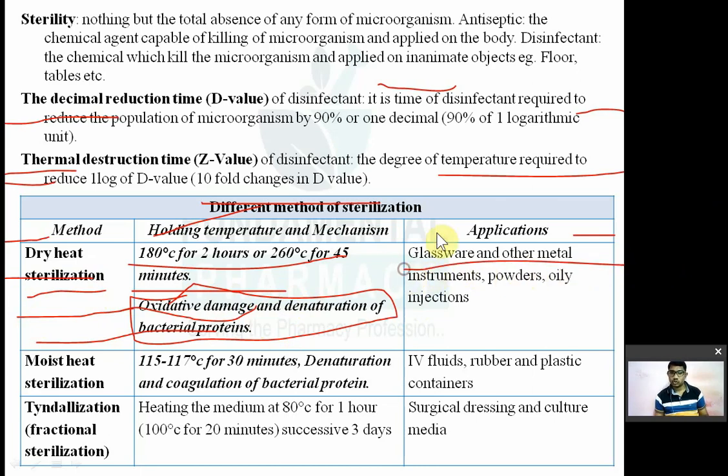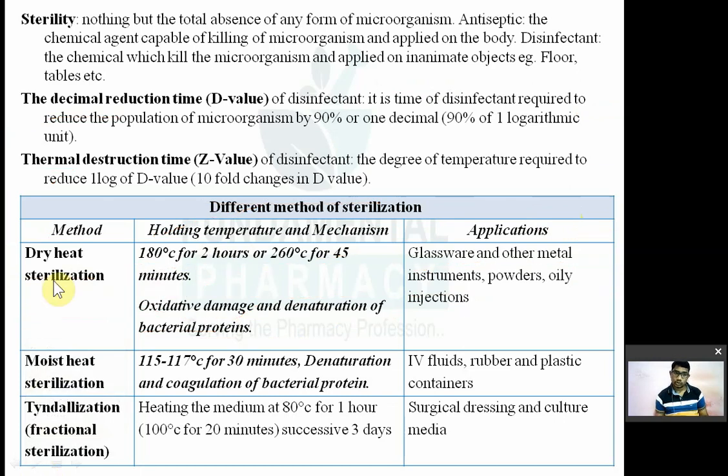Now dry heat sterilization is used for sterilization of glassware and other metal instruments. So जितने भी glassware होते, metal instruments जो होते, powders होते या फिर oily injections, they are sterilized by dry heat sterilization. एक बार फिर से repeat करता हूँ आपके लिए. So what is dry heat sterilization? By using only dry heat, you have to sterilize the utensils, glasswares, powders, metal instruments, then oily injections, in a hot air oven.